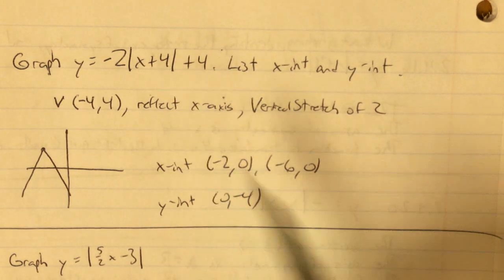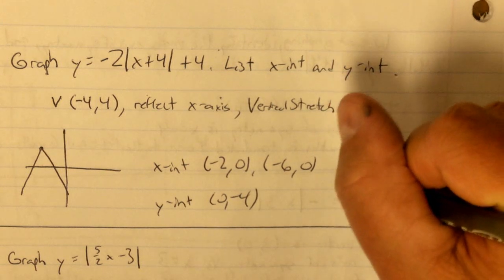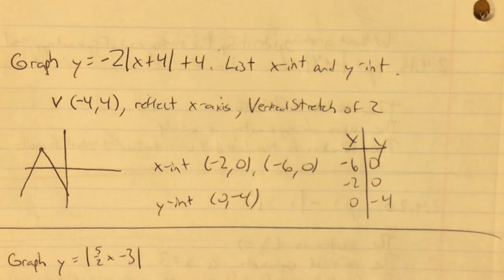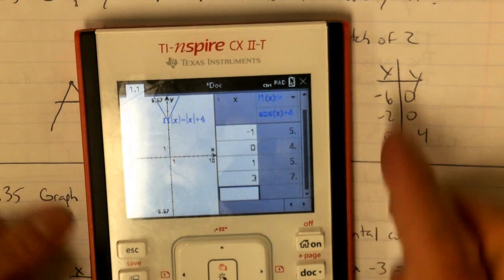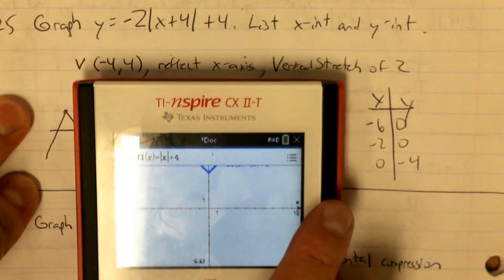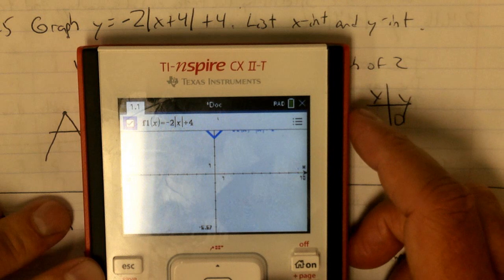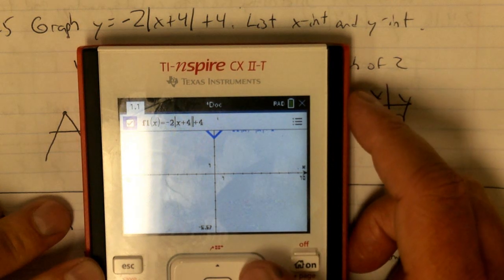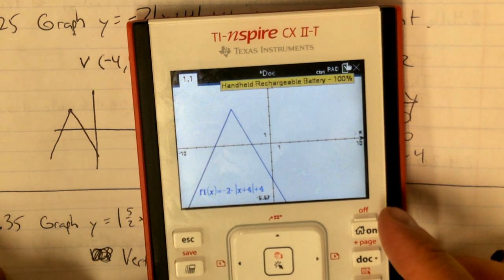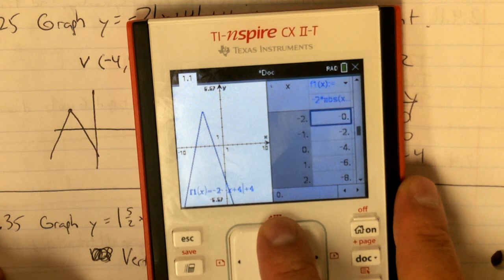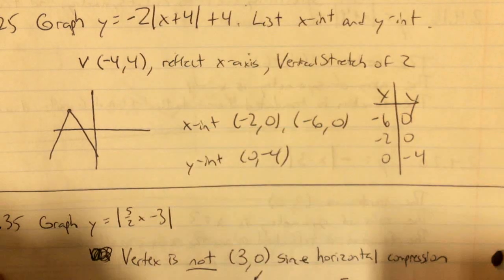It may help you to look in your calculator and look at the values in your table. So again, just use your calculator as needed. Control T, and then I'm going to change my function to be negative 2, then you have your x plus 4, and then we have plus 4 again. So there's your function, there's your graph, and there's (-2, 0) and (-6, 0). So that's what I put there.